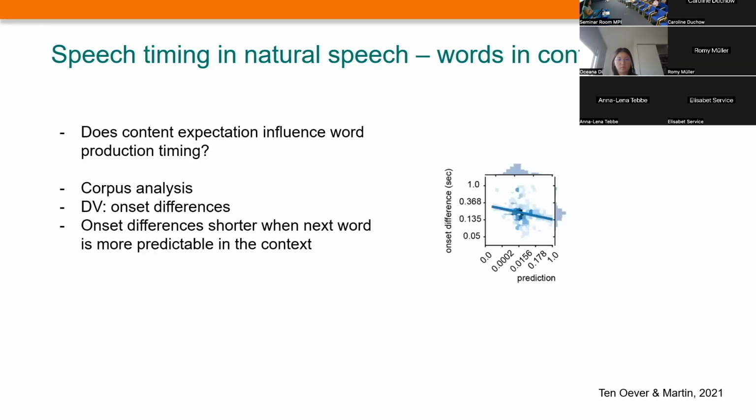So this was the big Dutch corpus where we had many other control factors, but the more interesting thing to show here is that the onset differences were shorter when the next word is more predictable in the context. So in speech, naturally, if you speak and the next word is more predictable, it just comes earlier.